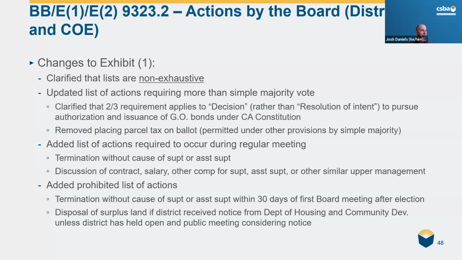And then we added a list of actions that are required to occur during a regular meeting. So you cannot terminate a superintendent or an assistant superintendent without cause at a special meeting. It must be at a regular meeting, and you must discuss contracts, salaries, etc., about those upper management positions at a regular meeting as well. Basically, this is to avoid boards from being sneaky around it.